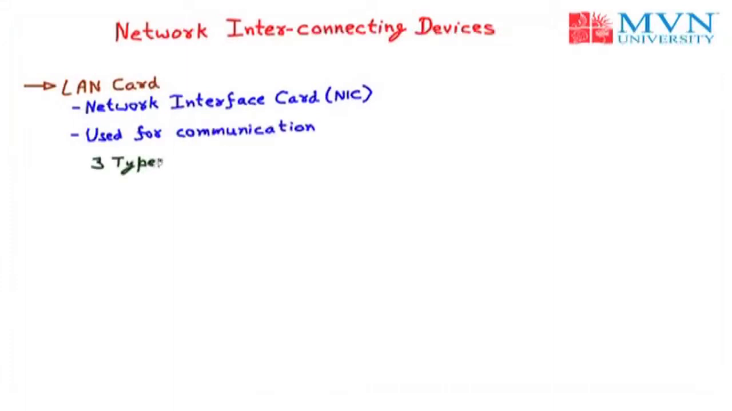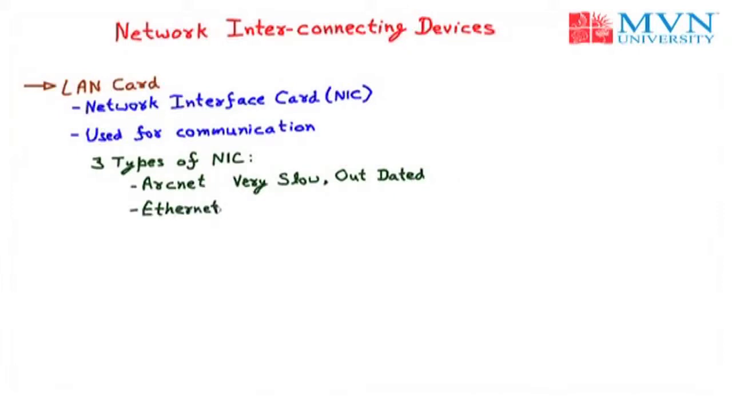So we have three types of network interface card. The first one is ARPANET. ARPANET is very slow and outdated. That is not present in the market now. Second type of network interface card is Ethernet. Ethernet is very popular network interface card, and presently most of the people are using Ethernet. The third type of network interface card is token ring. Token ring is the high-speed network, and that is not present in the market now.